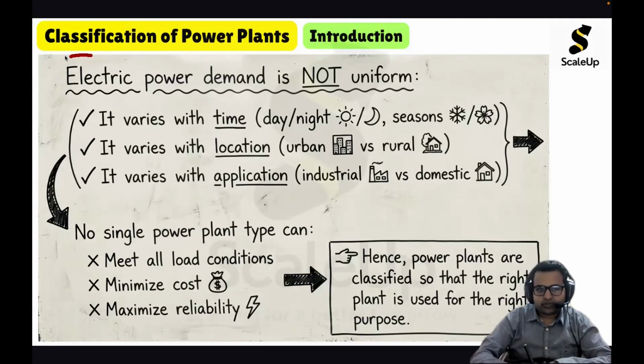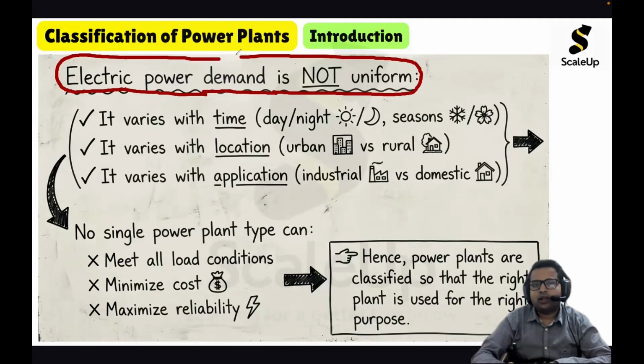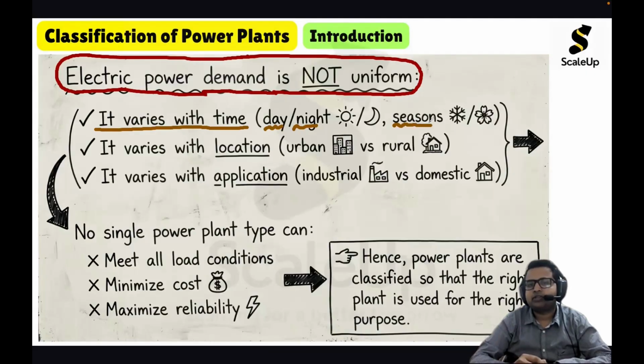If I talk about electric power, the electric power demand is not uniform. It varies with time, like day and night. In the night time, the demand might fall. In the daytime, the demand might be high. It also depends on the seasons. Like in the summers, because of air conditioners, the demand might be very high. So electric power demand is not uniform.